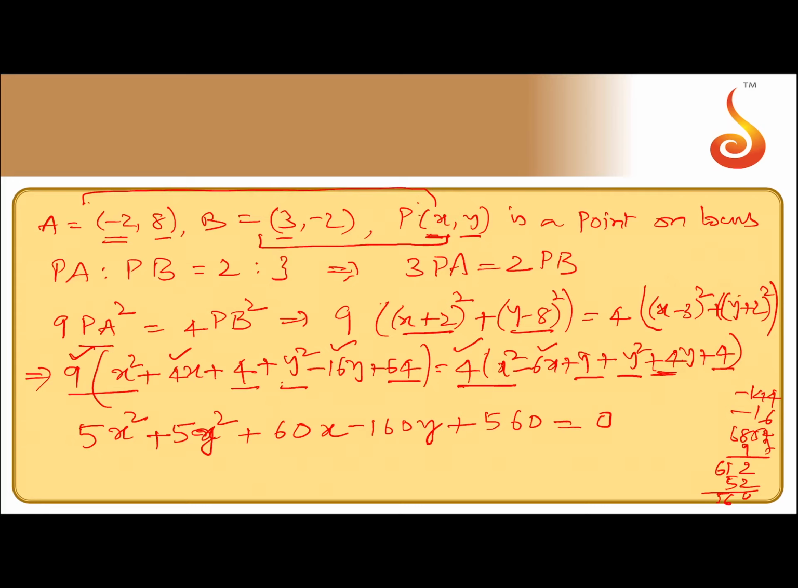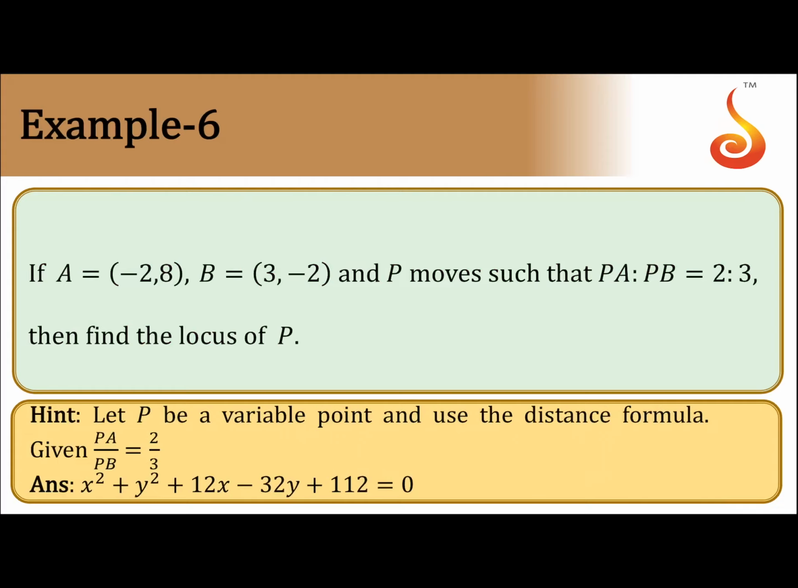Dividing by 5, you get x square plus y square plus 12x minus 32y plus 112 equals 0. So the locus is given by this: x square plus y square plus 12x minus 32y plus 112 is equal to 0.